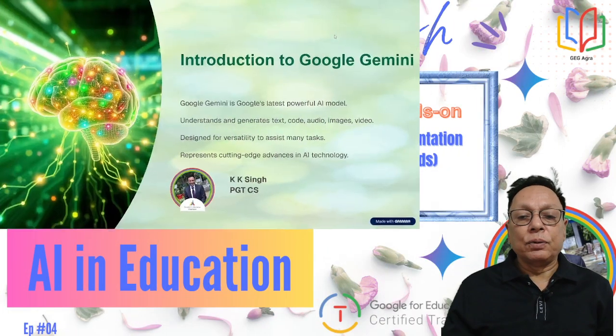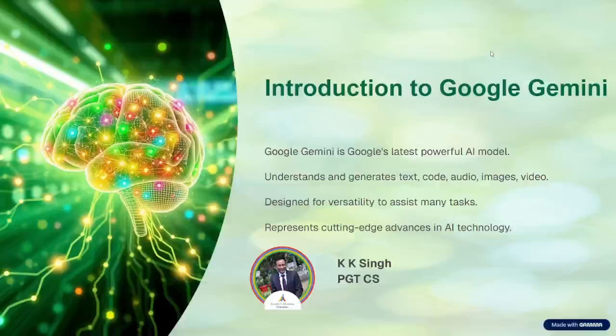So I was discussing Google Gemini, and here again is what I discussed about it. Google Gemini is Google's latest powerful AI tool. It understands and generates text, code, audio, images, and videos. It is designed for versatility to assist many tasks and represents the cutting edge advances in AI technology. So this is the reference of Google Gemini, and now I am taking you to the slide through which I'll create the presentation.